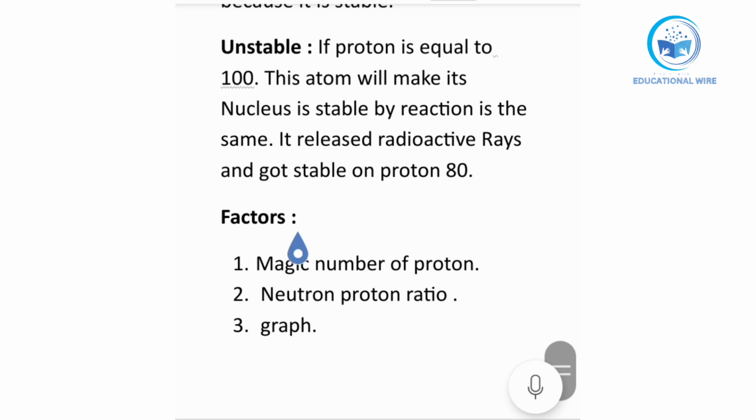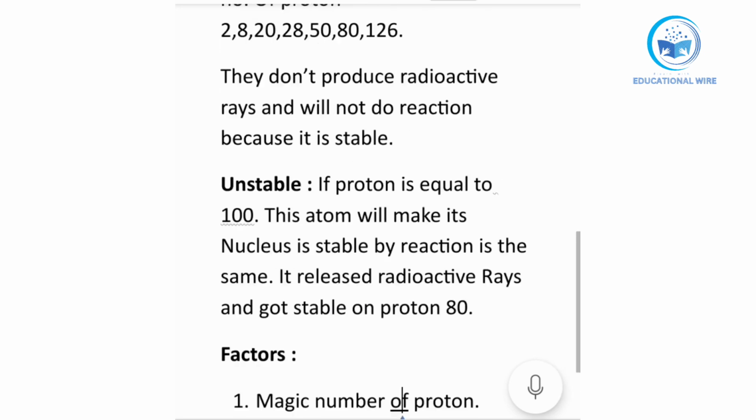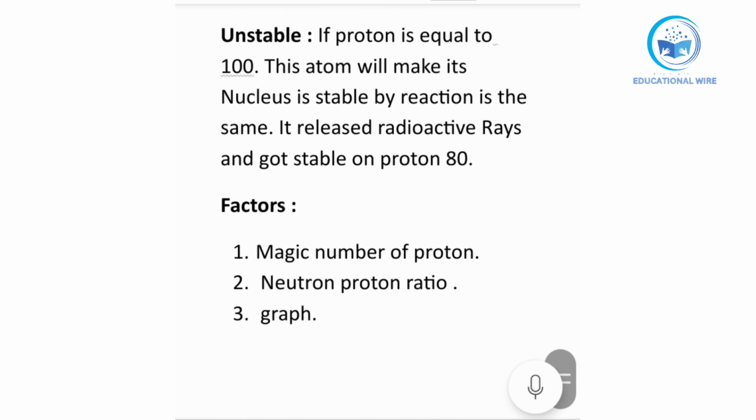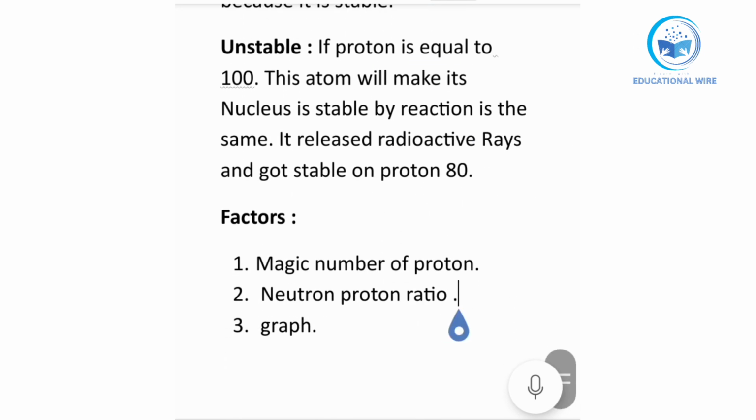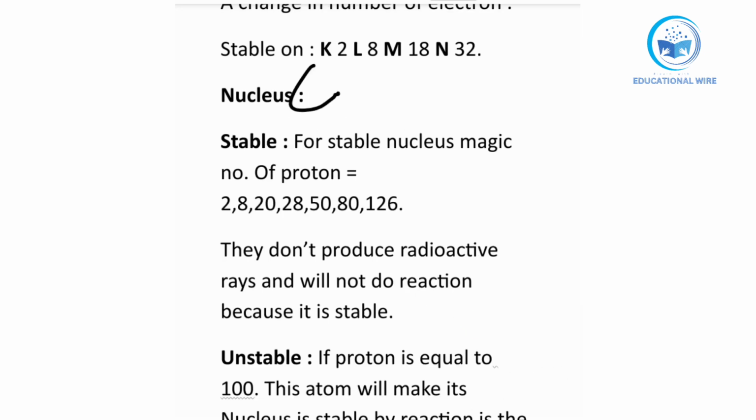And now here are a few factors of this nucleus. One is the magic number of protons that we have done over here, which we have to remember. Secondly, we have the neutron proton ratio. We can take carbon. Carbon has mass 12 and atomic number 6, so its protons are 6 and its electrons are 6. Electrons and protons both are 6. So the number of neutrons and the number of protons are 6 and 6.